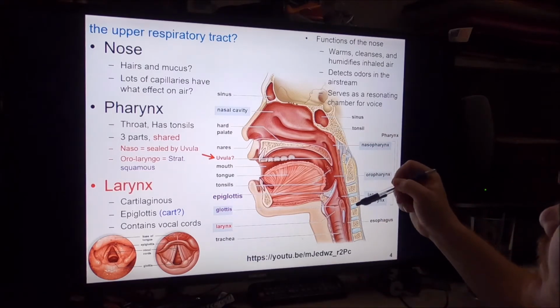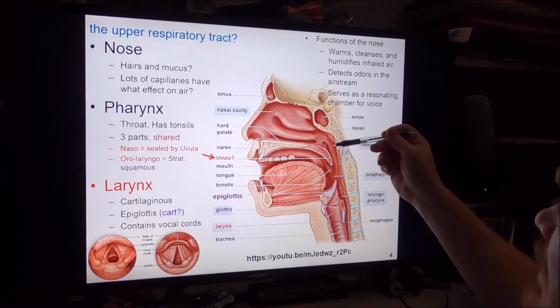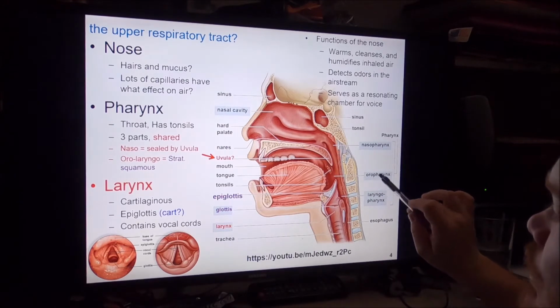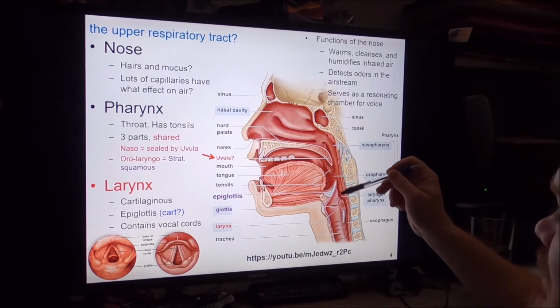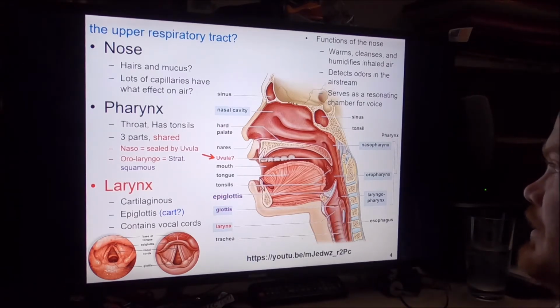All right, your pharynx has three parts: naso, oro, and laryngeo. Okay, nasopharynx by the nose, oropharynx by the mouth, anything oral, oro, and then the laryngopharynx down here by the larynx. I will point out a few things. I think I cover this later on, but I'll point it out now.